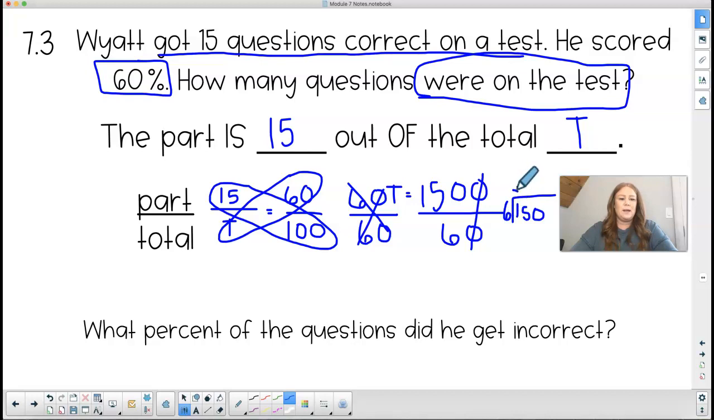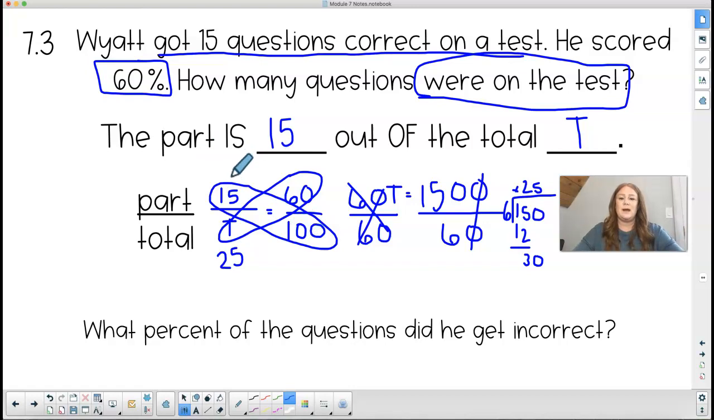So it can't go into 1, but it can go into 15 2 times, which is 12. 3 left over, bring down the 0, and it goes in there 5 times. So that means there were 25 total questions on the test. 15 out of 25 is 60%. Let's see. I went little, big, little, big. If I go the other way, little, bigger, little, bigger. So we can think about it that way.